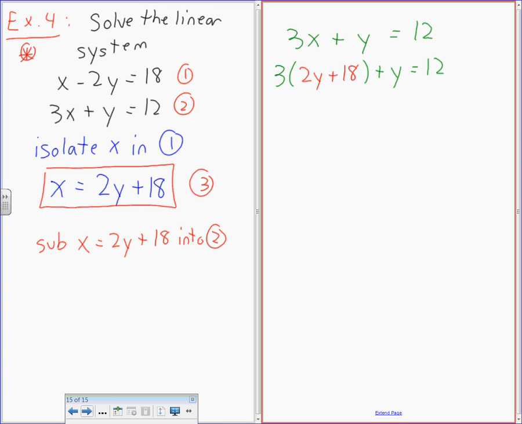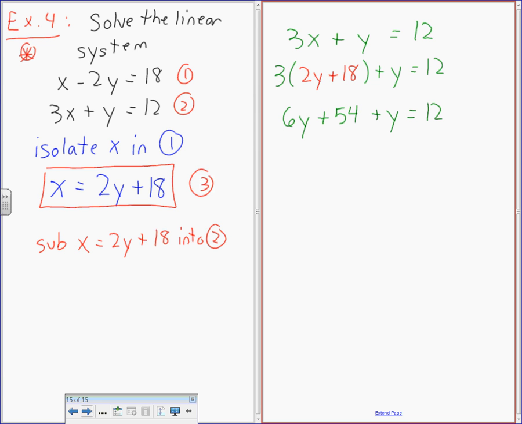Okay, now it's plain old algebra time. Caleb, it's your time to shine. Can you get rid of those brackets, please? Do you put the 3 in the bracket? Go ahead. So it would be 6y plus 54, plus y plus 12.